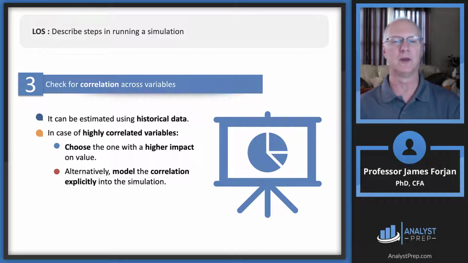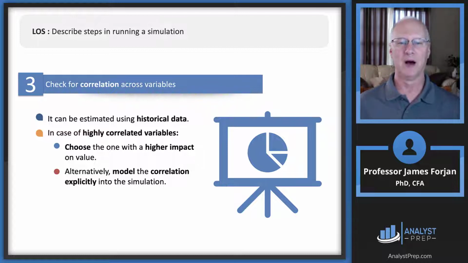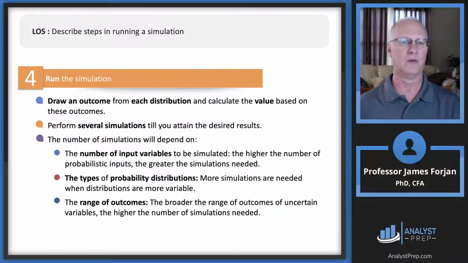Now, there's another LOS regarding correlation. I'll come back and talk about this in just a second. But if you go to the reading, there's really just one sentence about modeling the correlation explicitly into the simulation. So I couldn't let that go, and I did a little bit of research on that. I'll share that with you in just a minute. But anyway, the important step here is to check for correlation, identify the correlation, and then solve the problem of correlation one of two ways.